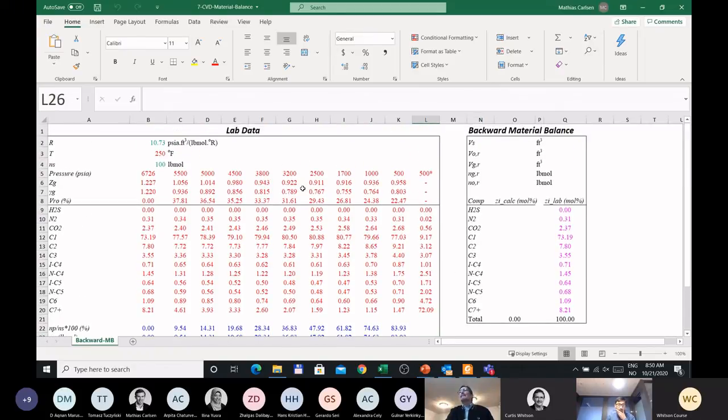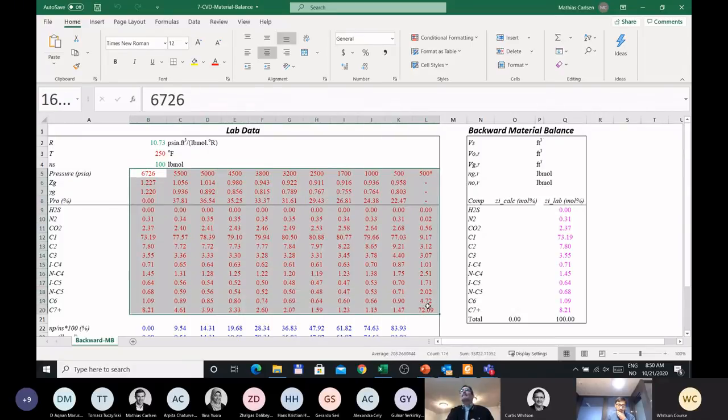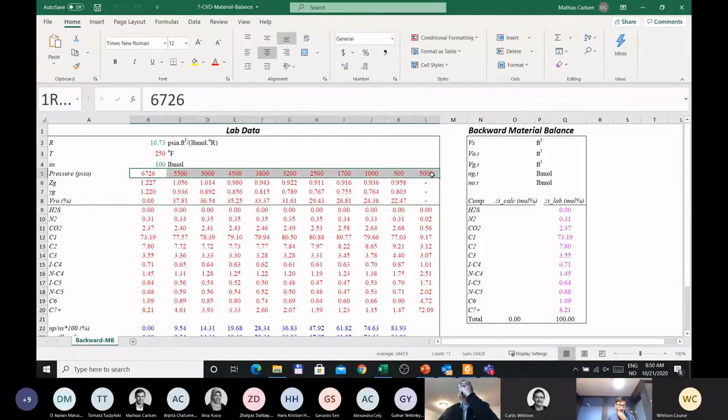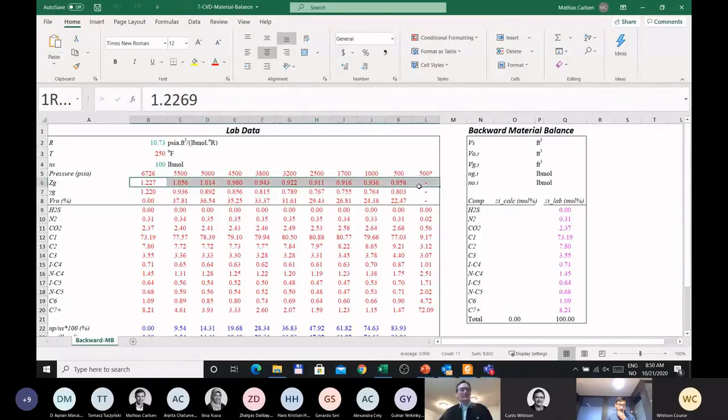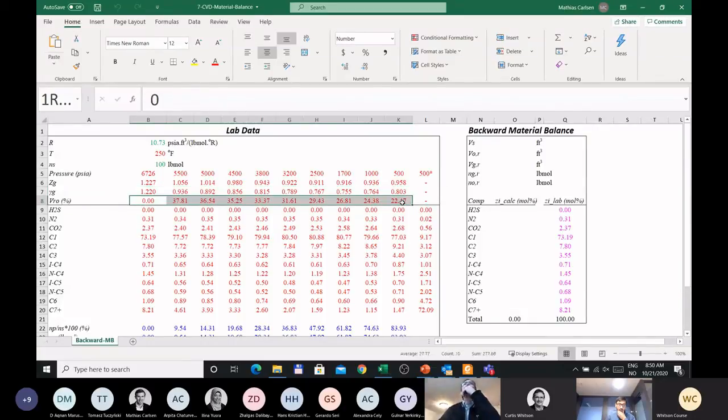Okay, so this is an exercise on the backward CVD material balance, and all the data that you see in the red is taken from the PVT report we have. So we have the pressures for the CVD experiment, the gas Z factor, the gas gravities, and then we have the liquid saturation, and you can see the maximum liquid saturation is about 38%, going from 0 to 30 and up to 38%, which indicates how near critical this gas condensate is.